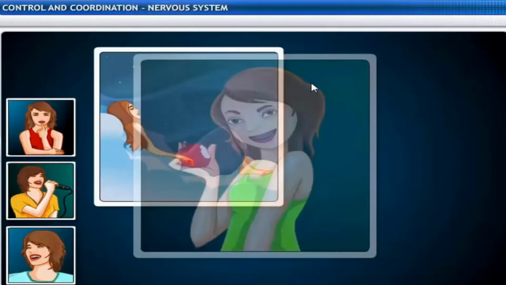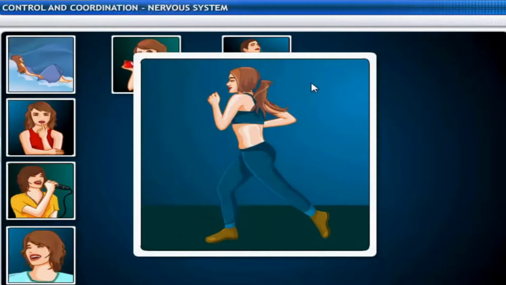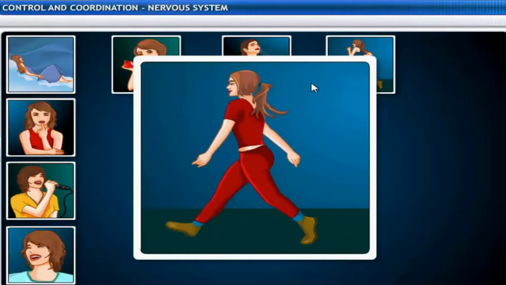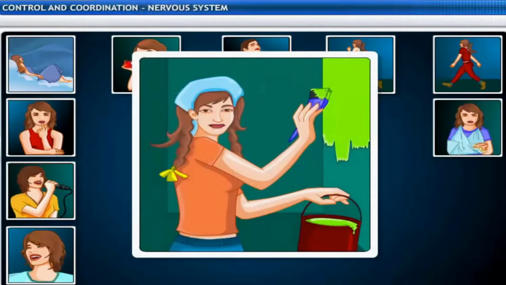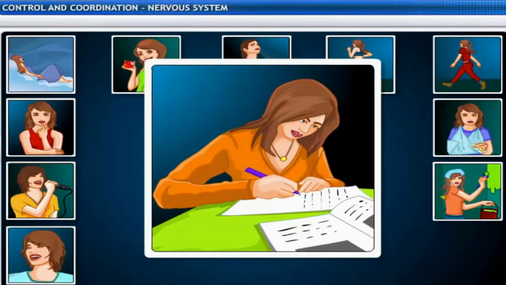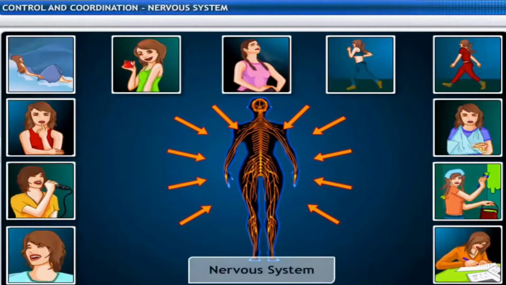Dreaming, tasting, breathing, running, moving, feeling pain, painting, writing. We cannot do any of these things without our body's nervous system.